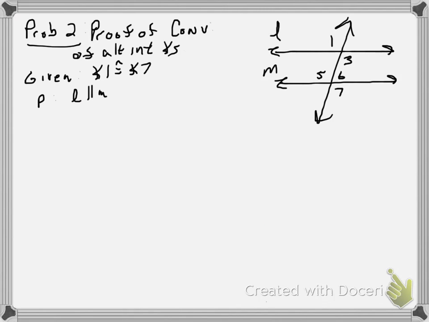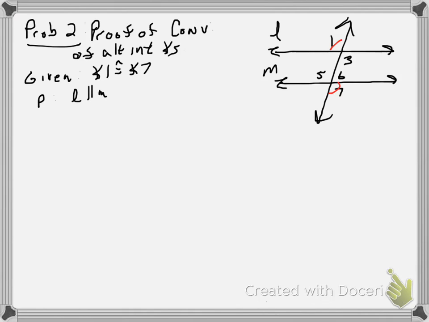Problem 2 is a proof of the converse of the alternate interior angles theorem. So we're given angle 1 right here is congruent to angle 7. We want to prove that L is parallel to M. So what we're going to do first is, obviously, if we need to get the alternate interior angles, we need to find two angles that are congruent. That will help me to do it.